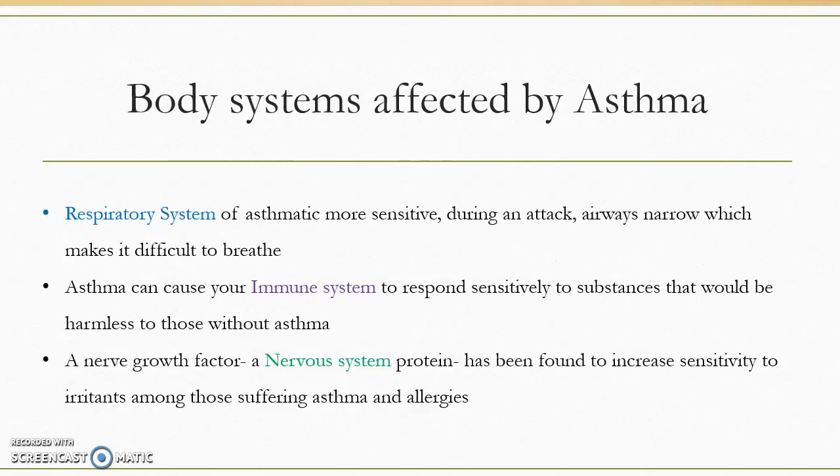The body systems affected by asthma are the respiratory system, the immune system, and the nervous system. With the respiratory system of an asthmatic, it's more sensitive. During an attack, the airways narrow, which makes it more difficult to breathe. Asthma can cause your immune system to respond sensitively to substances that would be harmless to those without asthma. A nerve growth factor, a nervous system protein, has been found to increase sensitivity to irritants among those suffering asthma and allergies.